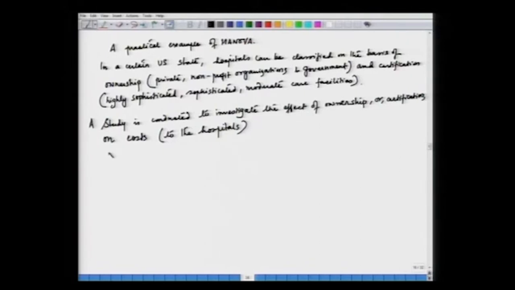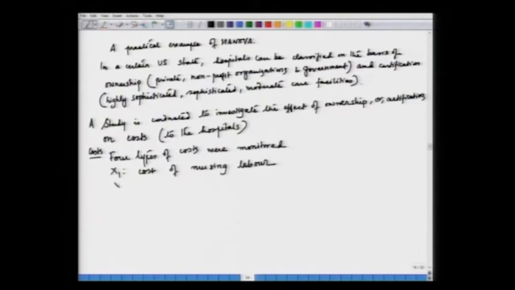So these are the different costs. Basically four types of costs were monitored, and data were collected on them. The first one is the costs of nursing labor. The second one is the dietary costs. How much each hospital is spending on these aspects.